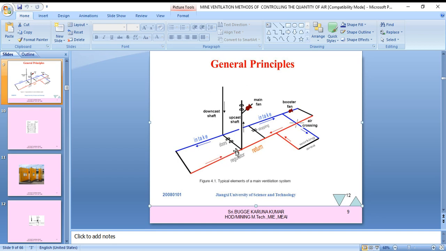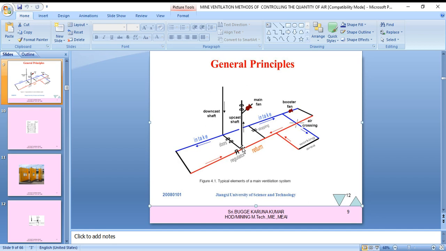But the regulator airway has a regulator here, because the same air will be going to the upcast shaft, so the regulator is kept here. Similarly, there is an air crossing, the intake air and return airway crossing, which stops the air from going to this side. The main fan and a booster fan are located to boost the air inside the headings. So this shows the entire elements of the mine ventilation system.